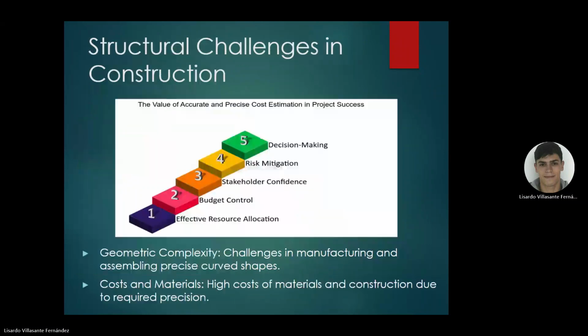Constructing shell structures comes with its own set of challenges, primarily due to their geometric complexity. Creating and assembling precise curved shapes requires advanced techniques and a high degree of accuracy. This often involves using custom formwork and molds, which can be both time-consuming and expensive to produce. The complexity of these shapes also means that even small errors can have significant impacts on the overall integrity of the structure.